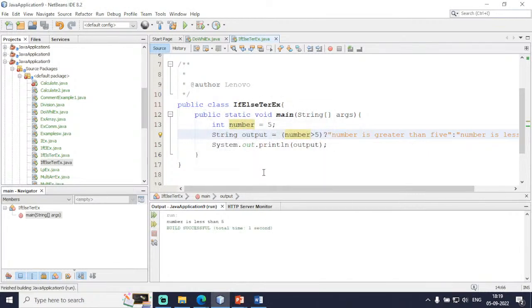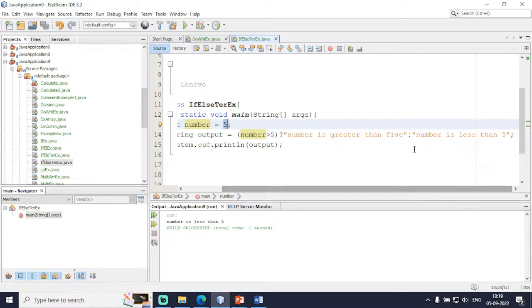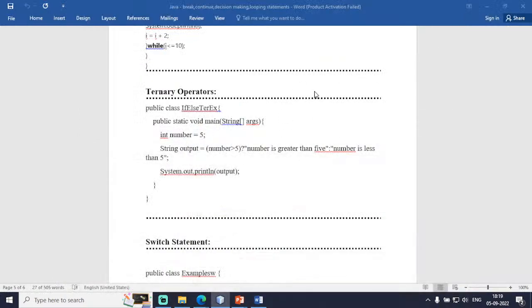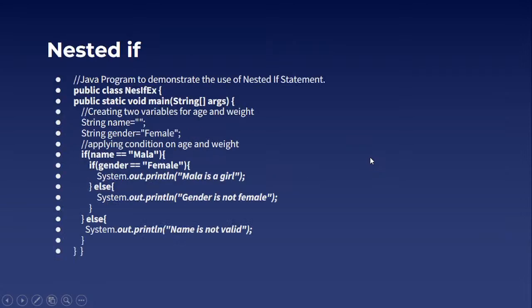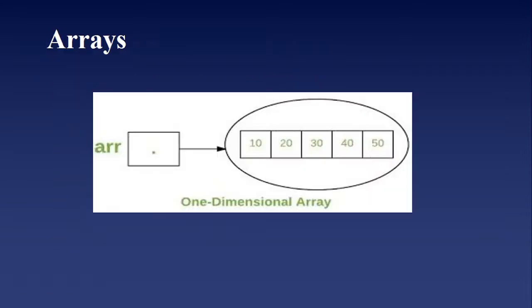So just right click this file. You can see here, since the number is equal to 5, this message is being printed at the output: Number is less than 5. Clear? So with this, I am done with the decision making statements.